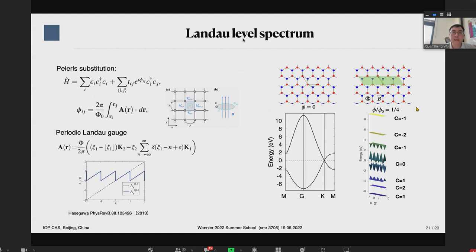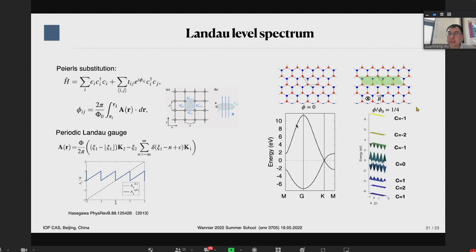And the next part is the Landau level spectrum. Now WannierTools can study the Landau level spectrums by applying the magnetic field. In the tight-binding calculation, it's very easy to use a Peierls substitution to set the magnetic field. Once you choose a fixed gauge for the magnetic field, you can calculate the phase that is associated with the hoppings, and then this will change the tight-binding model a lot. Okay, and in our case, we choose a periodic Landau gauge, defined by Hatsugai in this paper.